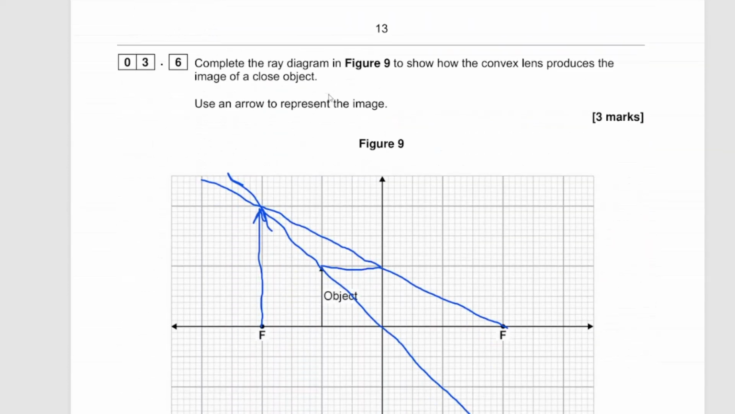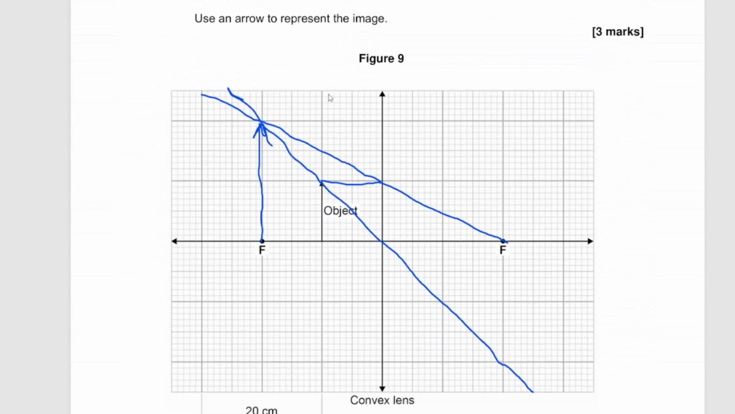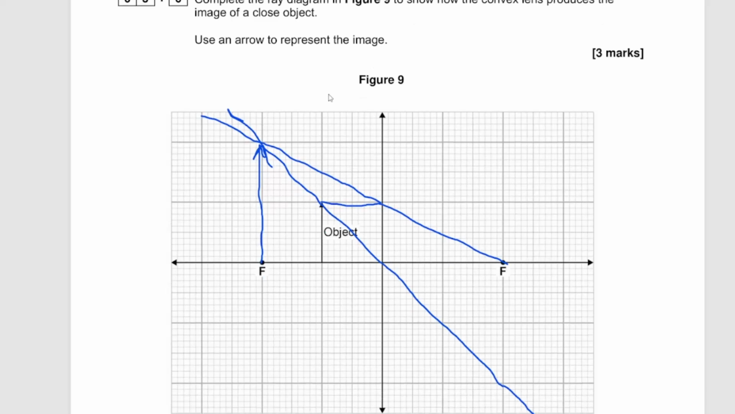Moving on to 3.6, we're asked to complete the ray diagram. However, this is a convex lens, which means you would expect a virtual image. However, the object is closer to the lens than the focal length. So you can see if you draw the lines how you're supposed to, going across and then through the focal point and just going through the center, they'll never meet on this side. So what you need to do is draw back and work out where they meet here.